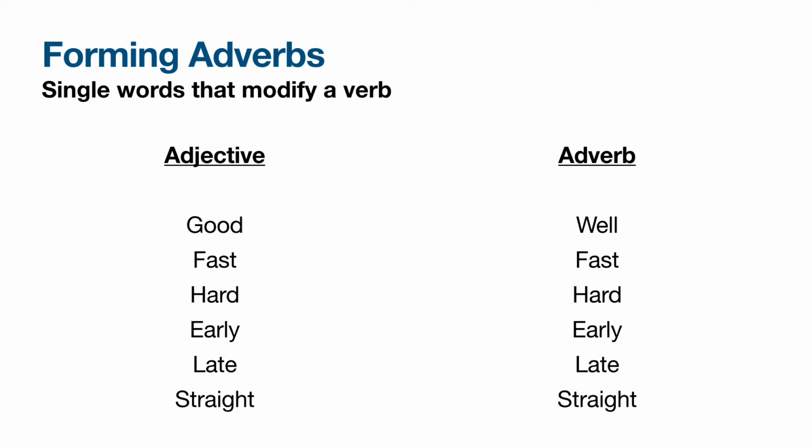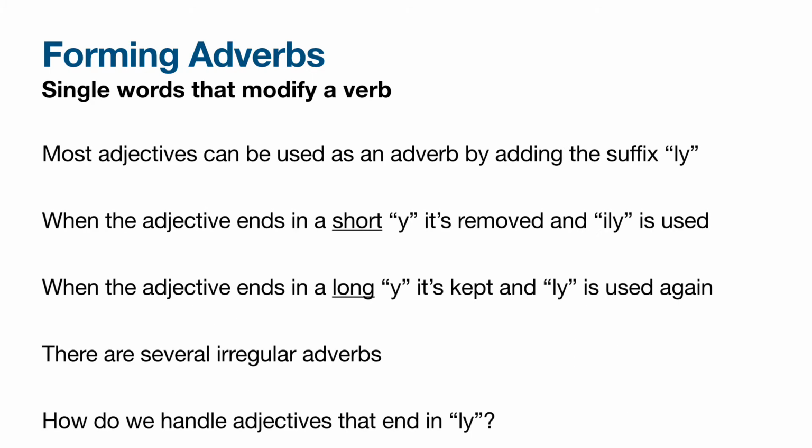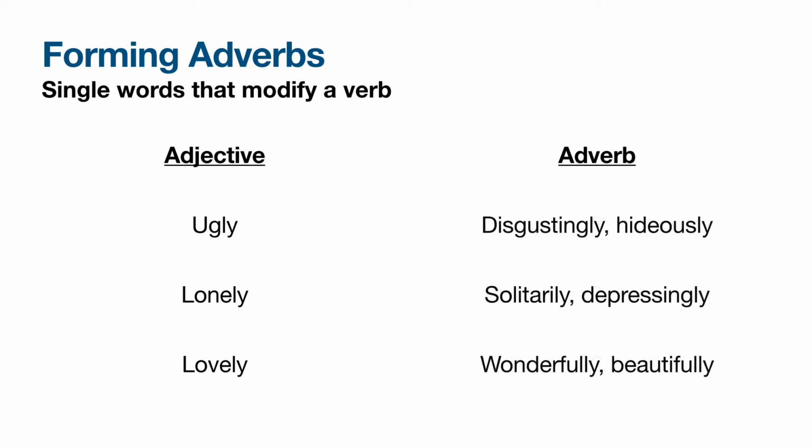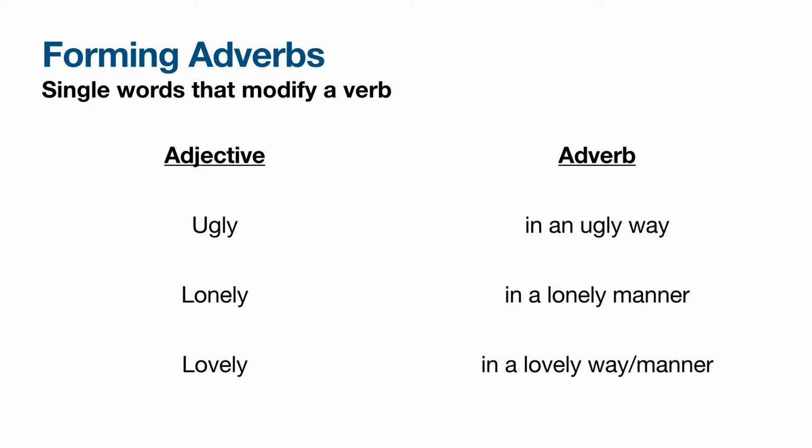We run into another tricky problem when we encounter an adjective that ends in ly, something like the word ugly. How do we change this adjective into an adverb? Is there even a way to do it? Well, of course, the answer is yes. You can either think of a synonym for this adjective and add ly like the normal rule, and we end up with something like disgustingly or hideously. Or you can use other words to help you out.